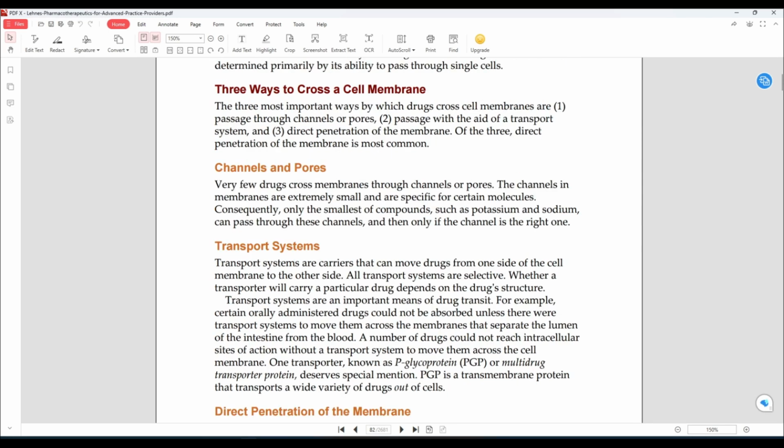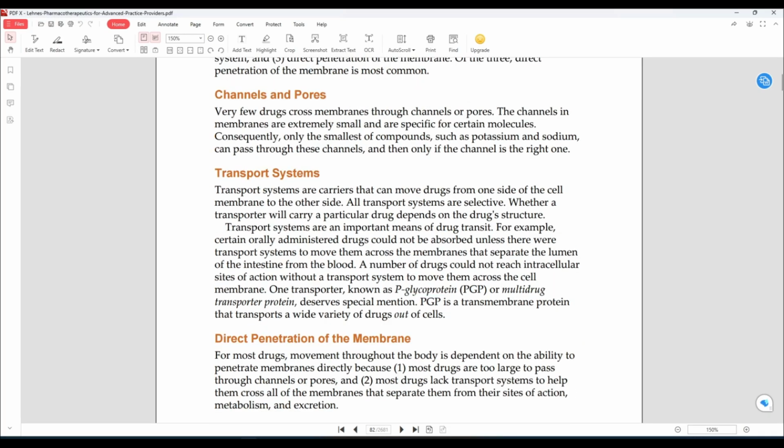Three ways to cross a cell membrane. The three most important ways for drugs to cross cell membranes include the passage through channels or pores, passage with the aid of a transport system, and finally the direct penetration of the membrane. Of the three, direct penetration of the membrane is the most common.